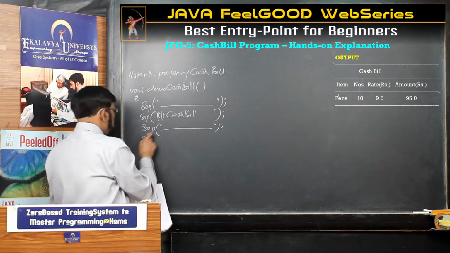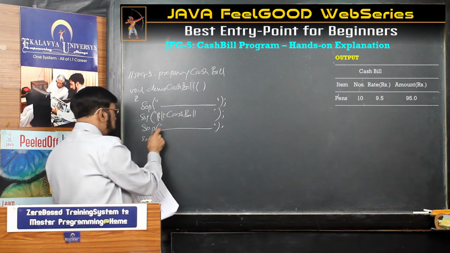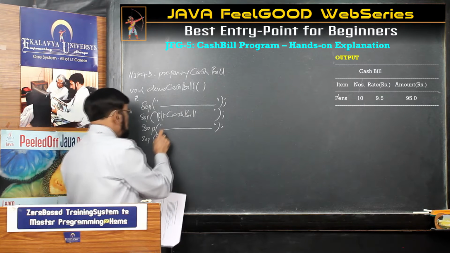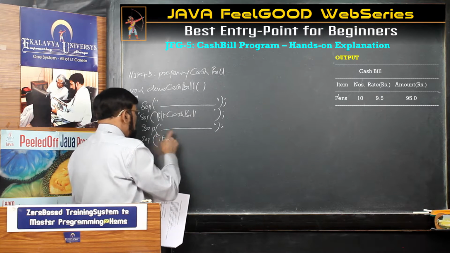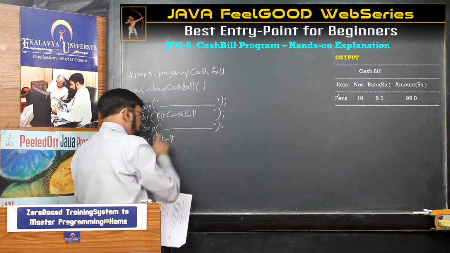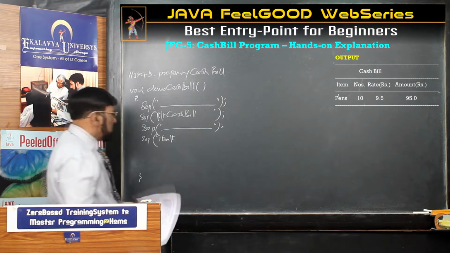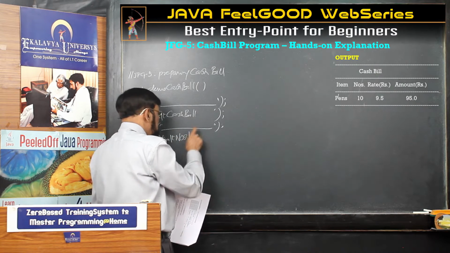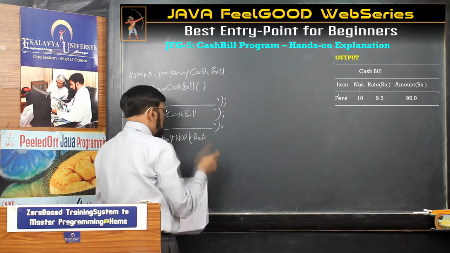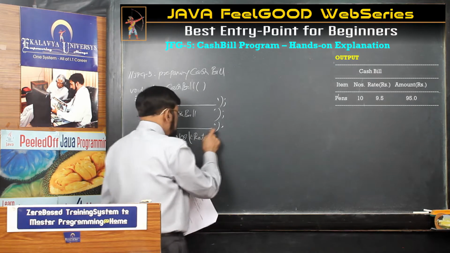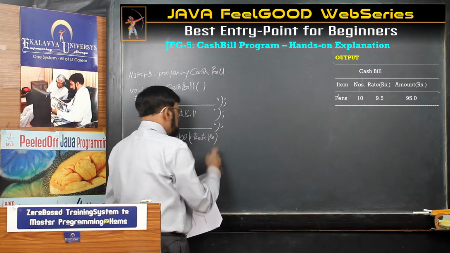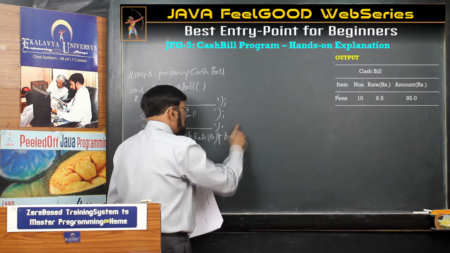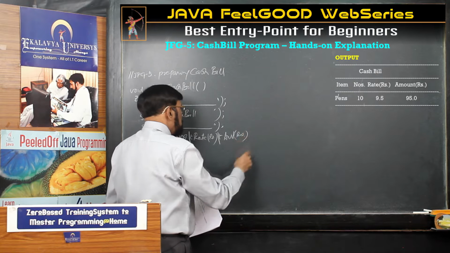Thereafter SOP. Now what we have to write? We have to write the labels. How many labels are there? Four labels are there. One is item. Thereafter a horizontal tab gap is required, that we are writing. Thereafter numbers, horizontal tab is required. Rate we are writing. Rate, always write units, that is professionalism. Next one is amount, also in rupees. So that also you write.